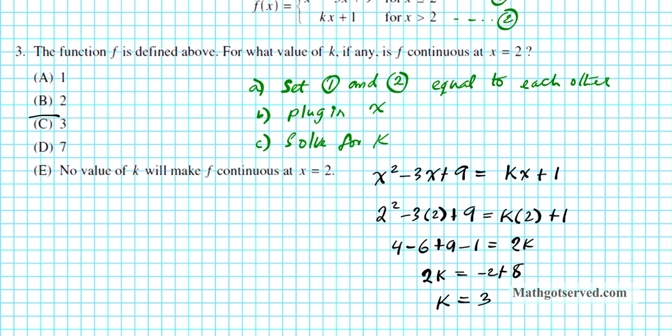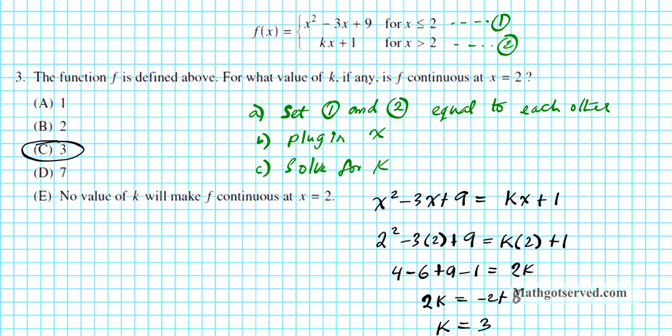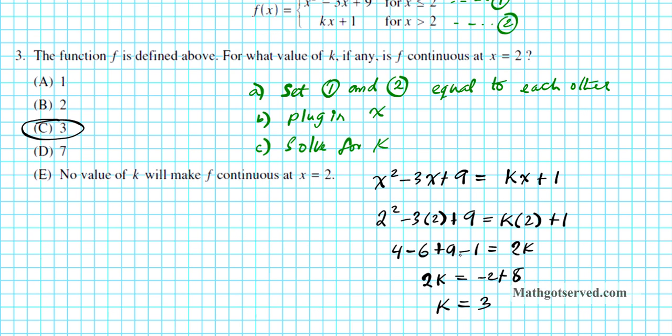Okay? So when k is equal to 3, the left and the right hand limits will be equal to the value of both functions at that value, which is 2 times 3, 6 plus 1, which is 7. Alright? So this guarantees that both functions have the same limit as they approach x equals 2.